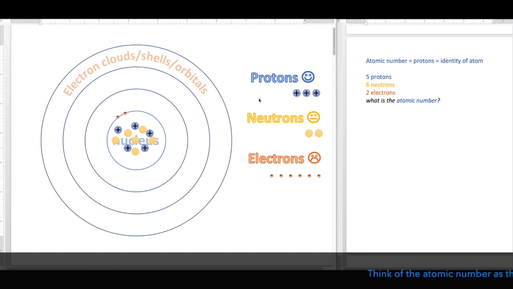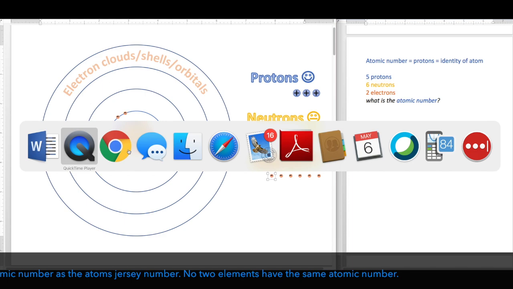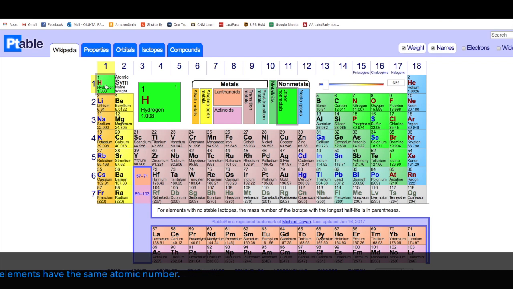What do I mean by that? How many protons are in there dictates what element we have. So I'm going to swap over to the periodic table. And the atomic number is always a whole number because we can only have a whole number of protons. You can't have 1.5 protons.